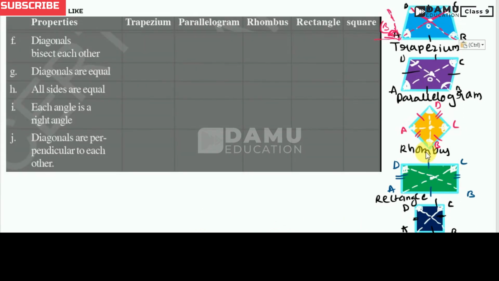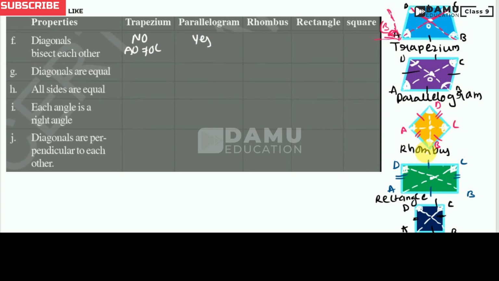The next one, diagonals bisect each other. In trapezium there is no bisecting. Why? Because here this is the joining point where the diagonals join, so AO is not equal to OC. Bisecting means making into two equal halves, but trapezium is not a case like that. So here the diagonals do not divide into equal parts.